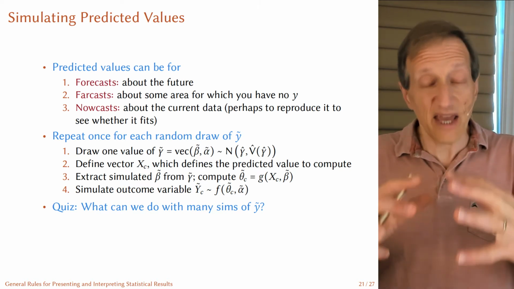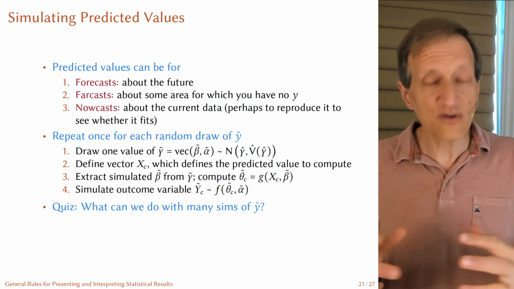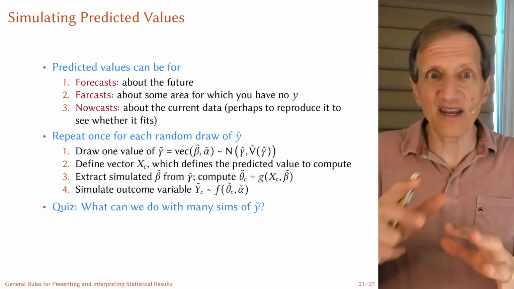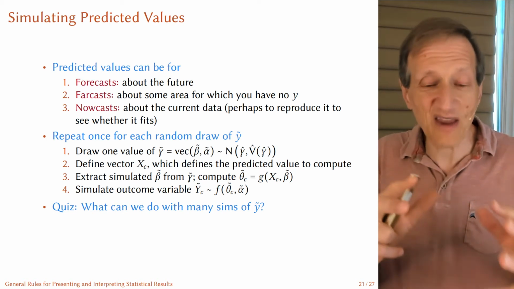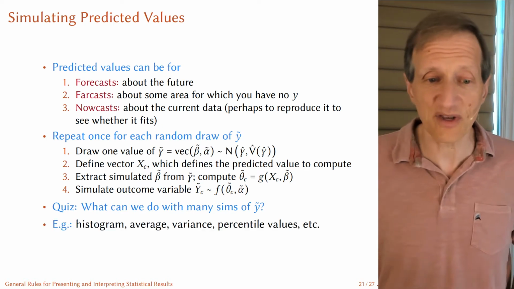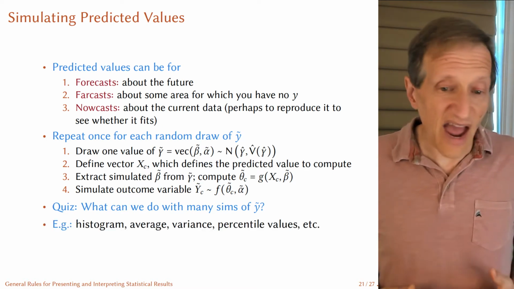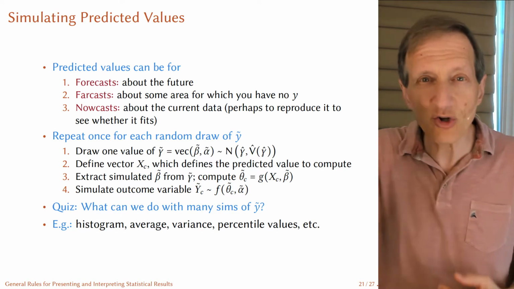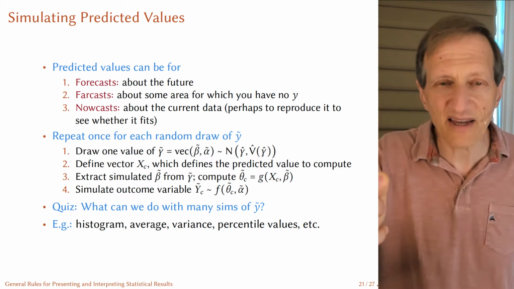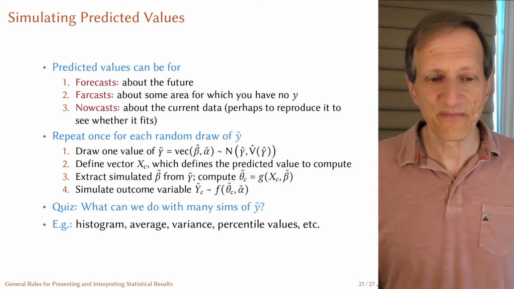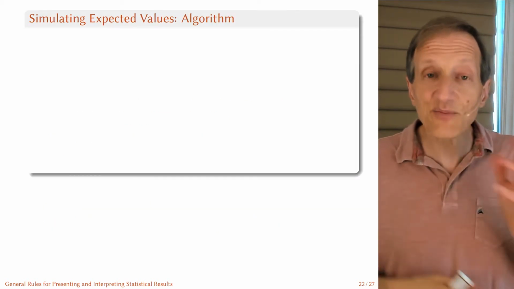We could present a histogram of those values. We could take the mean of them. We could be particularly worried if they get larger than some value, so we could calculate the fraction of them that are larger than that value. There's a lot of things we could do with these. So a histogram, an average, a variance, percentile values, all kinds of things. You should choose those based upon what is compelling to you and what is likely to be compelling to your readers. Okay, so that's predicted values.